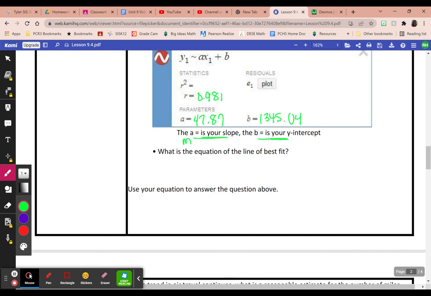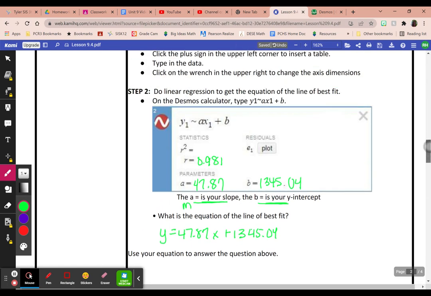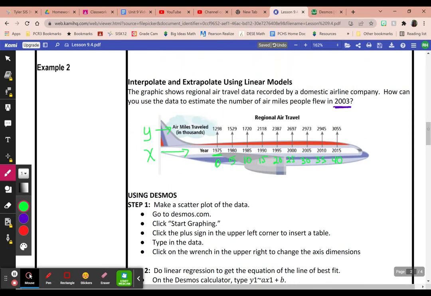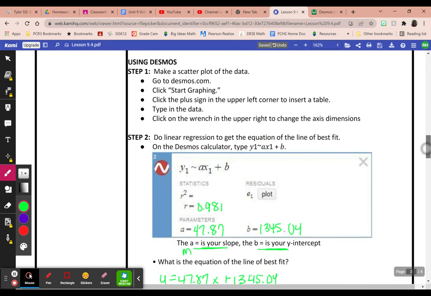B is our y-intercept, where it crosses the y-axis, and we're going to write y equals 47.87x plus 1345.04. Okay. So then it asks us up here at the very top to answer that question about when it was 2003, how many miles people probably drove.